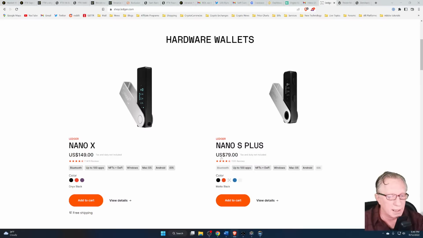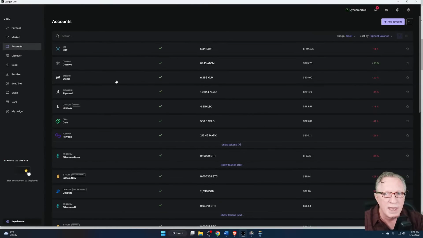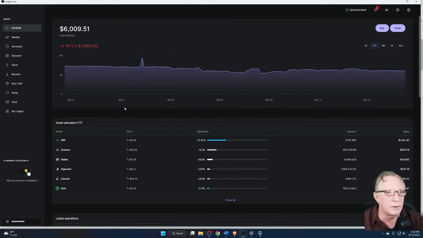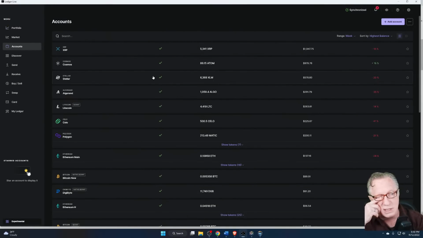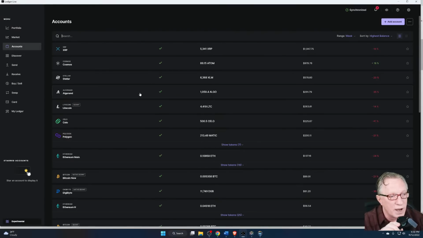Now let's take a look at Ledger Live. If you look at my portfolio, you can see that I have some XRP, some Cosmos, some Stellar, and some Algorand. If we go over to the accounts, you can see that I can manage multiple wallets in Ledger Live. Each one of these wallets is tied to this device. The private keys for all of these wallets are stored on this device. So not only is this a self-custody wallet, it's also a hardware wallet, which stores the private keys offline.